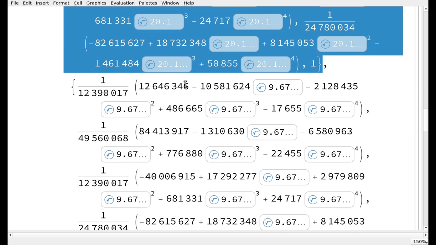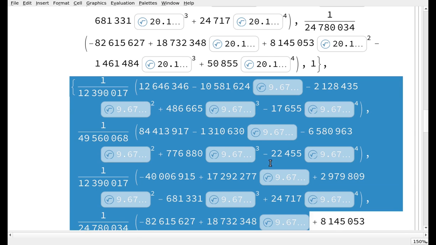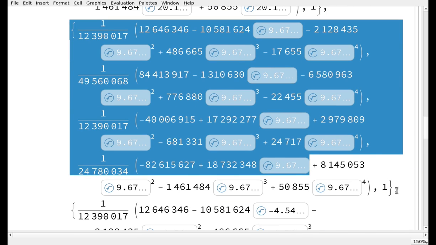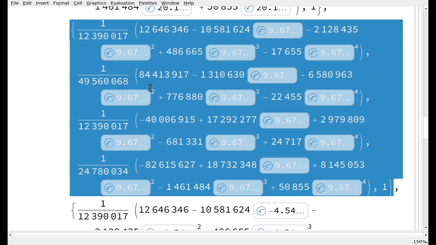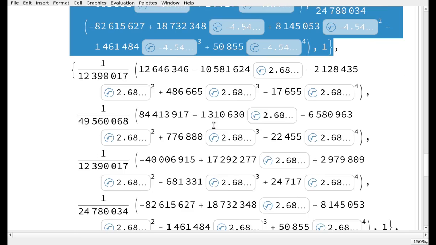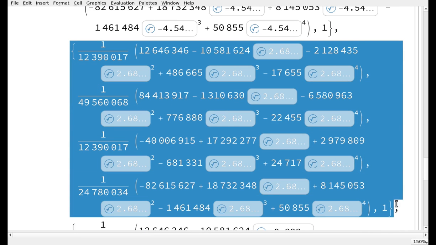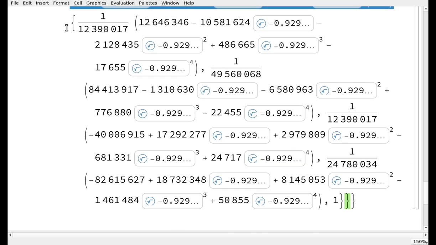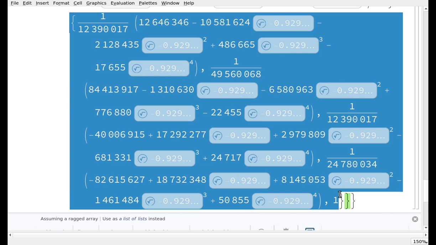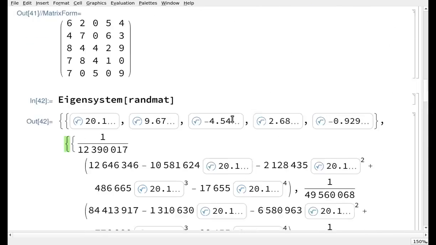And then the second vector is over here. Let's see. Yeah, here's the second vector, and then the third vector down here, and now the fourth vector, and then finally the fifth vector, right? Each corresponding to one of the 5 eigenvalues. Now, it's obviously very difficult to work with that mess.